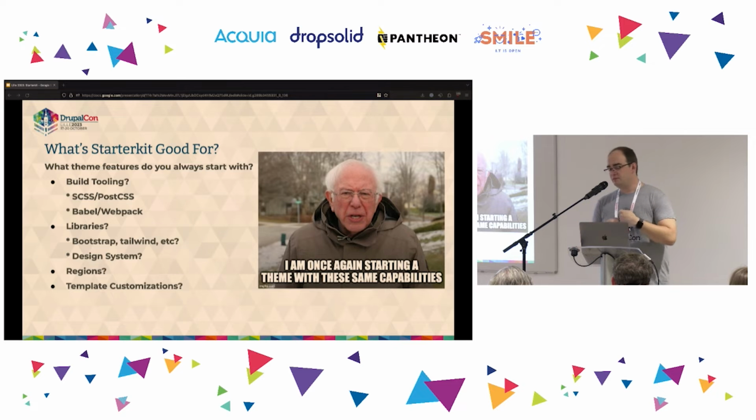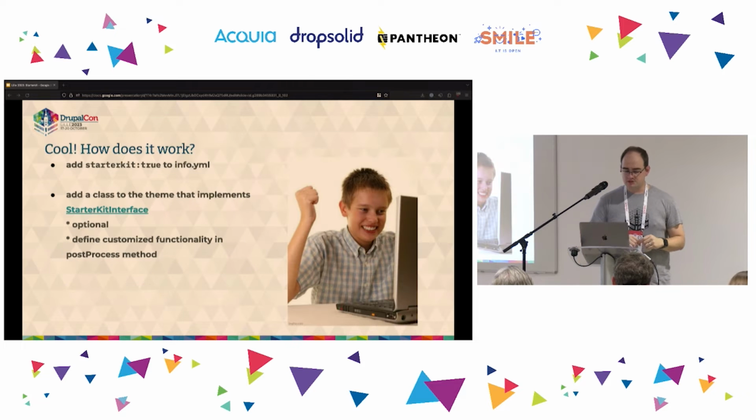Are you always using the same regions? Are you always doing the same template customizations? Do you always have the same kind of hooks that you're putting in there? If you have those things that you do in every single theme, you have the beginnings of what would make a good StarterKit theme. Remember, the StarterKit isn't what you're going to install at the end of the day for your client. It is just your foundation, and then you say, give me all of that, let me start from it in a very simple way. So how does it work?